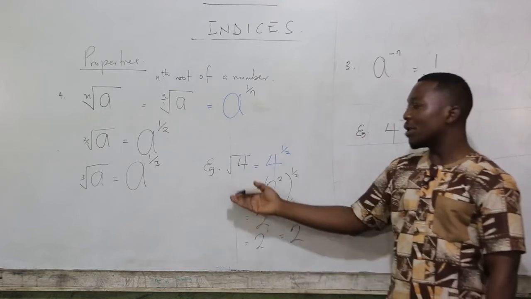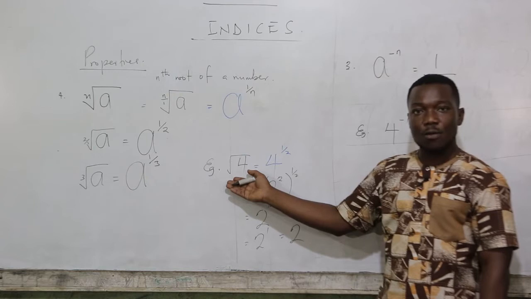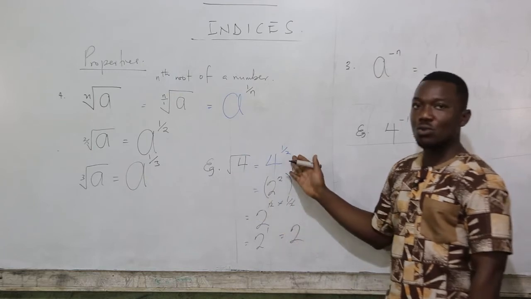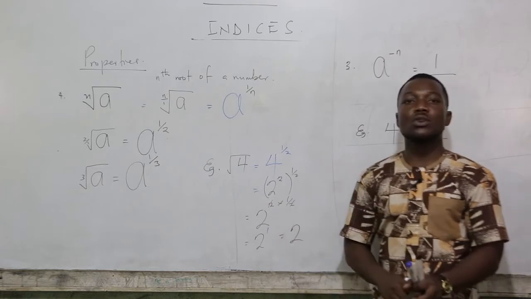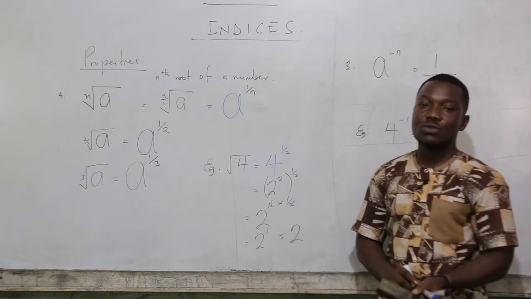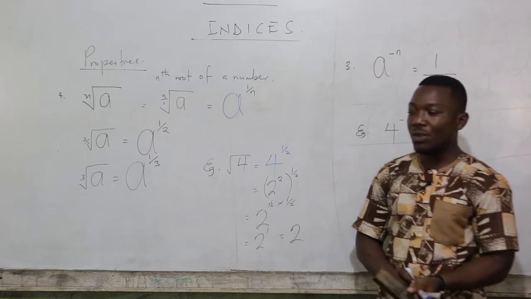So it means somebody can definitely solve square root of 4 and get 2. And we can use indices, go through the whole step, and also arrive at 2. So that is the nth root.